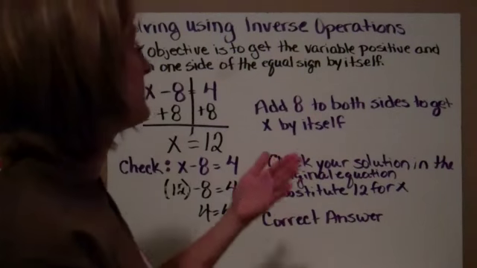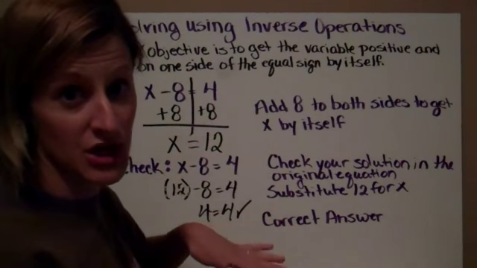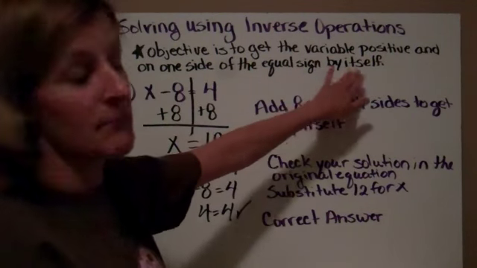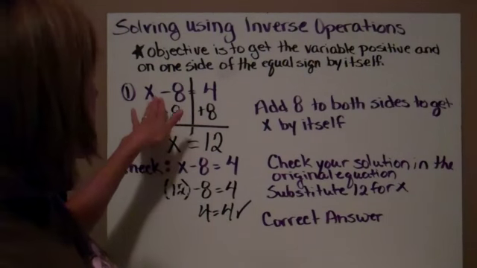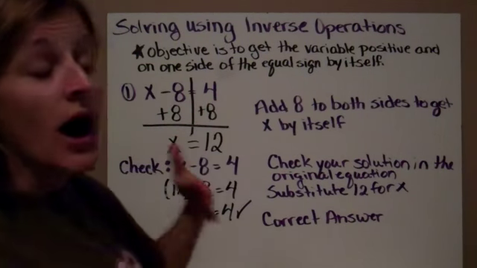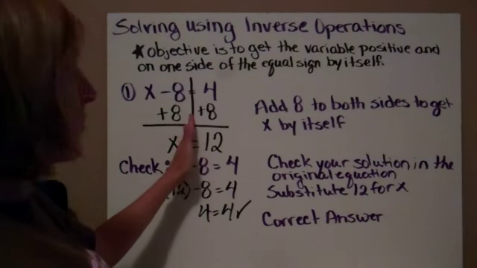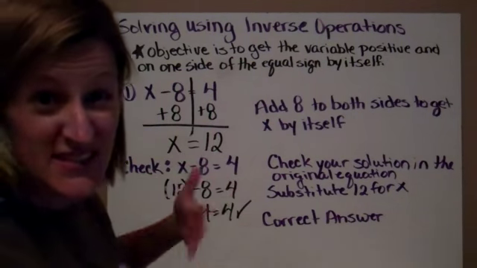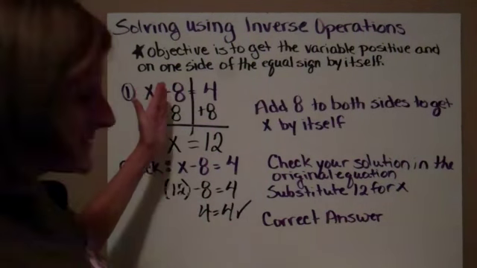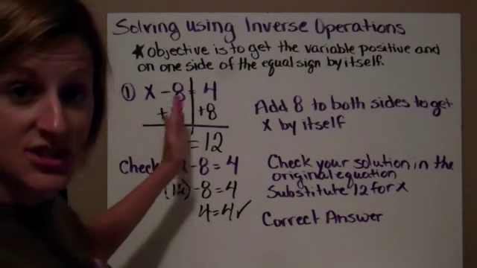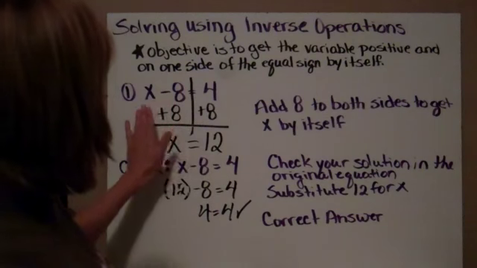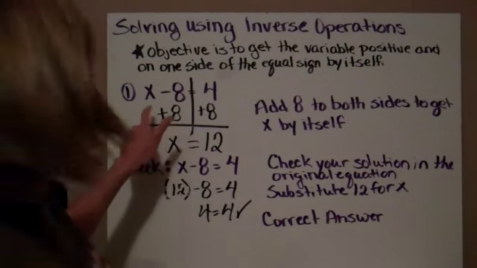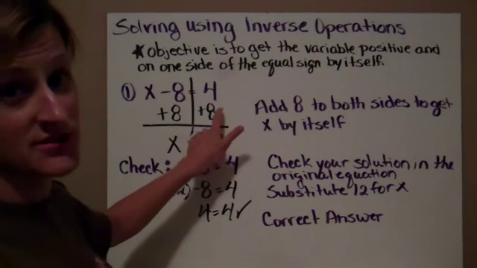Now, when we solve using inverse operations, the objective that we're trying to meet is to get the variable positive and on one side of the equal sign by itself. So, in this one, I have x minus 8 equals 4. I'm going to pretend like there's a brick wall going down that equal sign. I can't cross over unless I'm undoing something, like untying a shoe. So what I do to this side of the equal sign, and this line kind of tells you which side's what, I must do to this side. So to undo the subtract 8, I need to add 8. It's the opposite. So I'm going to add 8, not just to this side, but also to this side.